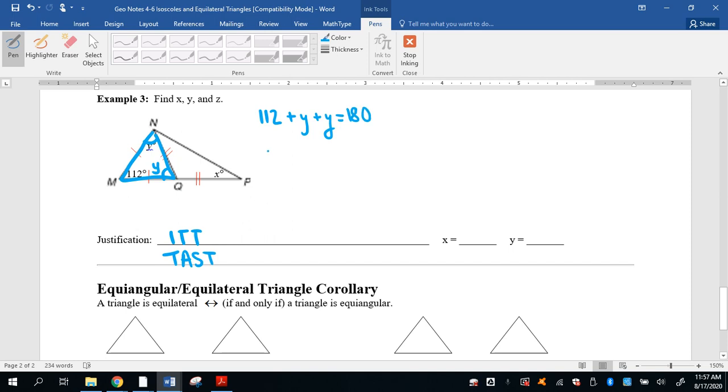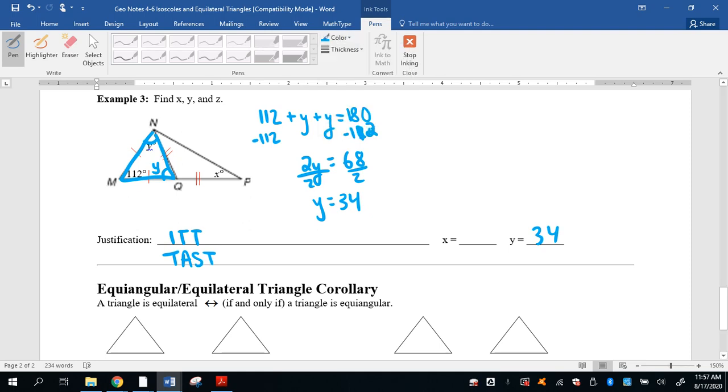The three angles of a triangle add to 180. So we will solve for y. So 2y equals, what is that? Oops, 180 minus 112 is 68. Divide both sides by 2, so we get y is 34. Once you get that, now we're going to go to the next triangle.